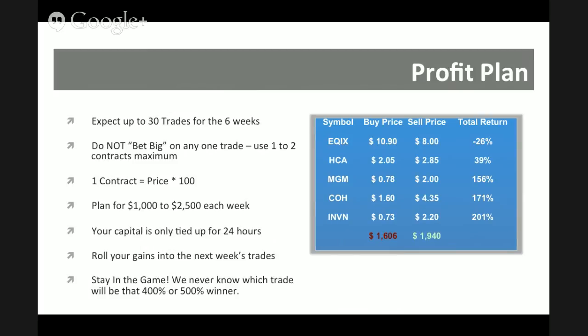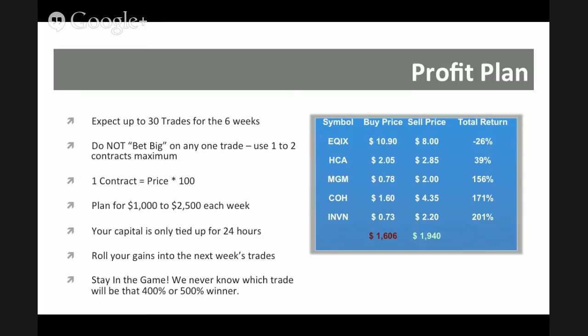And as we said at the outset, you can expect a maximum of 30 trades to make over the 6 weeks. But I want to point something out that's very, very important on this slide. Remember that your capital is tied up only for 24 hours. Now, with the exception of a losing trade that loses 100% of its value, that means your winning trades, all of that capital will be available for you the next week. And the objective for you is to simply start small. We do not recommend betting big on any trade. Don't bet more than you can risk losing. So don't use anything more than 1 or 2 contracts maximum.